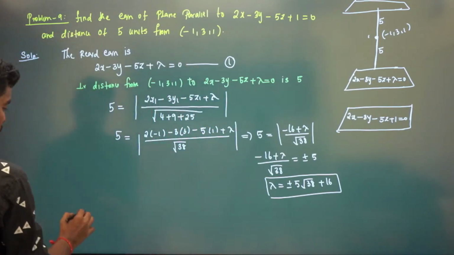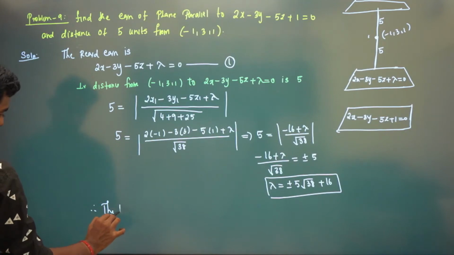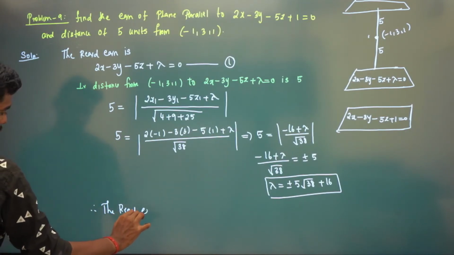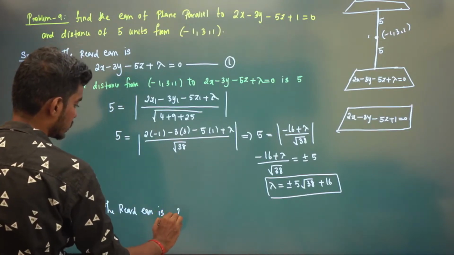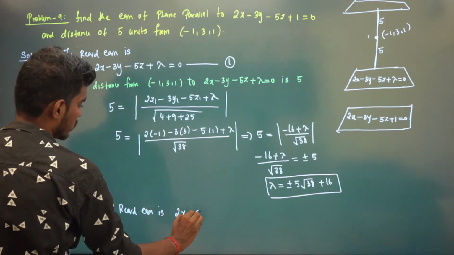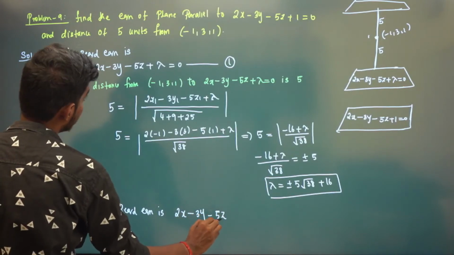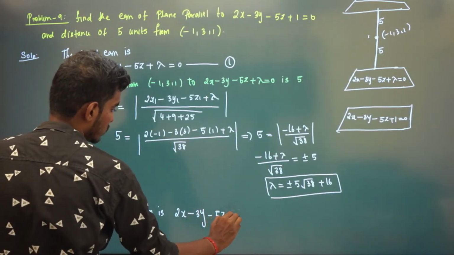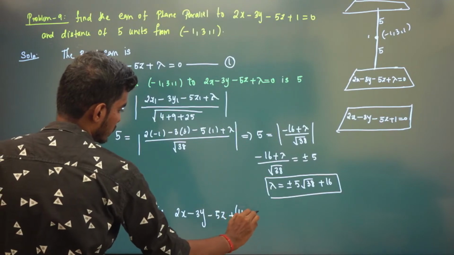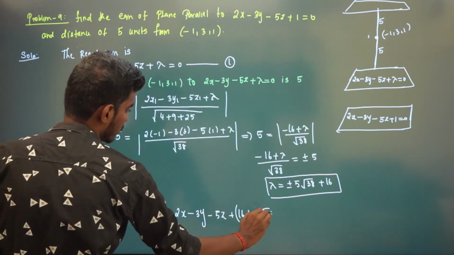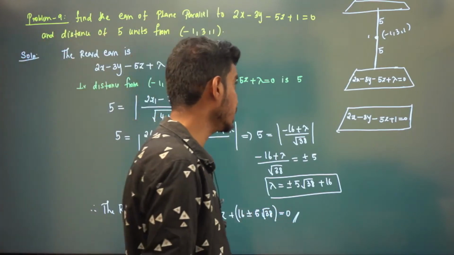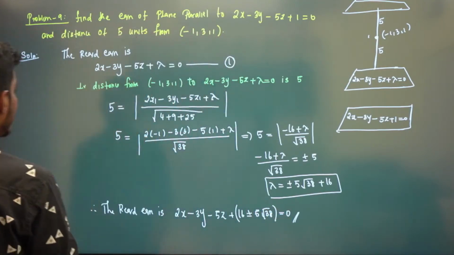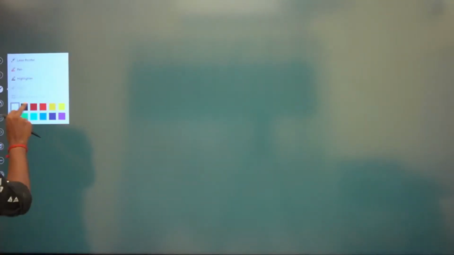Right. Therefore, the required equation is 2x minus 3y minus 5z plus lambda, where lambda is 16 plus or minus 5 root 38, equal to 0. So there are two planes, right? At a distance of 5 units from (-1, 3, 1). So we'll do the last problem and then we'll wind off the session. Problem 10.